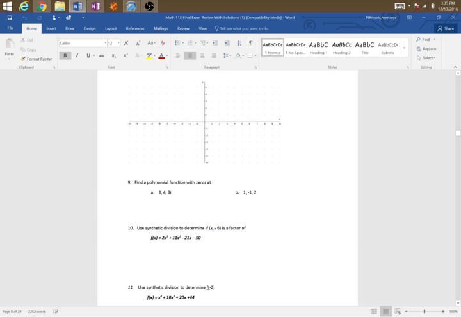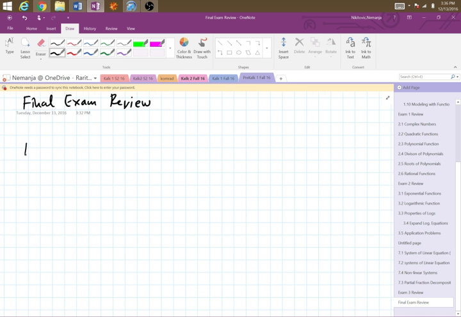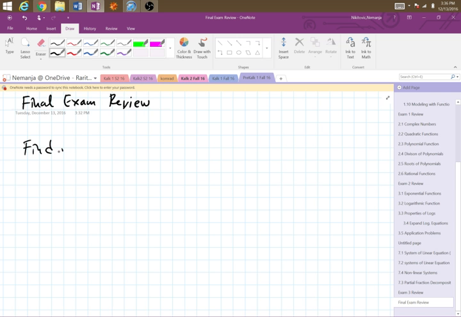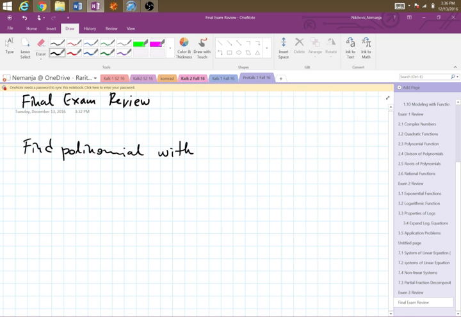Oh, this is the one where you're given roots, and you're supposed to find the polynomial that fits that. So let's do the first one: 3, 4, 3i. So find the polynomial with roots 3, 4, 3i. All right.